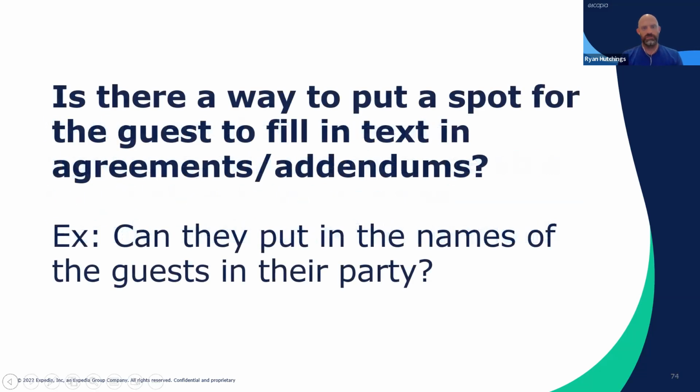Is there a way to put a spot for the guest to fill in text, similar to the last question, in the agreements and addendums? Like, can they put the name of the guest in their party? Yes, absolutely. We also have a merge tag called empty text box. In this example, you could manually type out, enter your guest names here, and the guest can then fill in all of the different guests that will be joining them for that stay. Great. We know that's important in some cases, depending on your jurisdiction and the requirements in your local area or that you want in the first case. So we do take that into account.